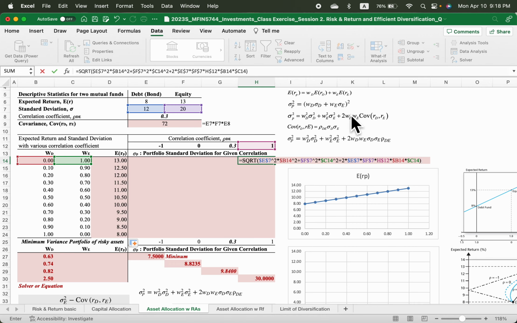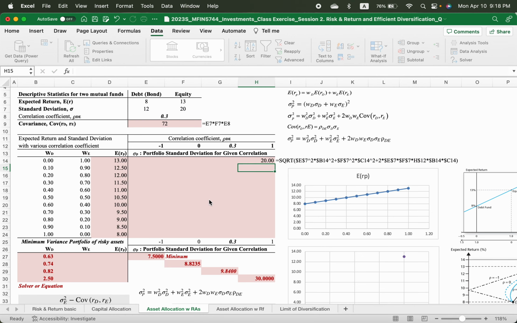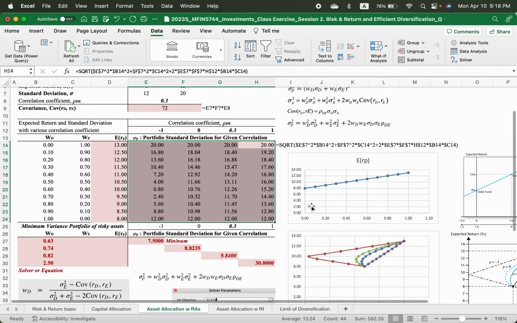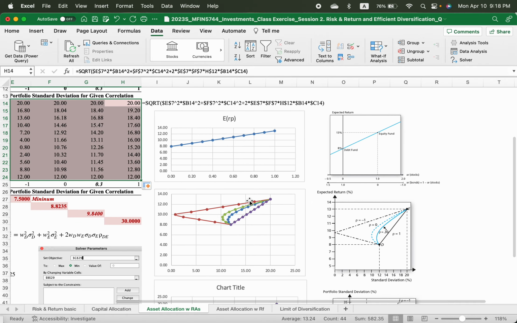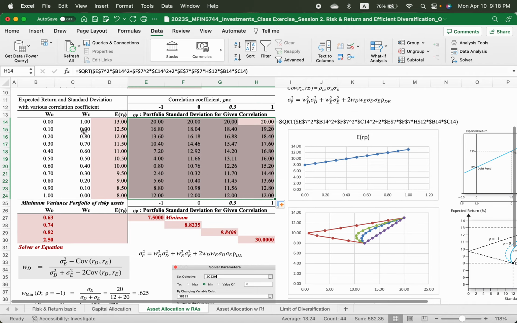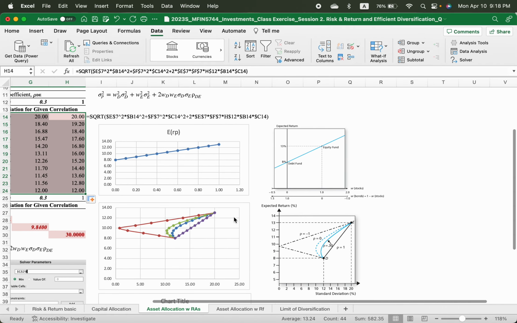We cannot use this equation. Why? Because we have a different correlation coefficient that generates different results. So let's enter, drag down, and drag to the right. So now we complete this efficient frontier line of each combination under the different weights.